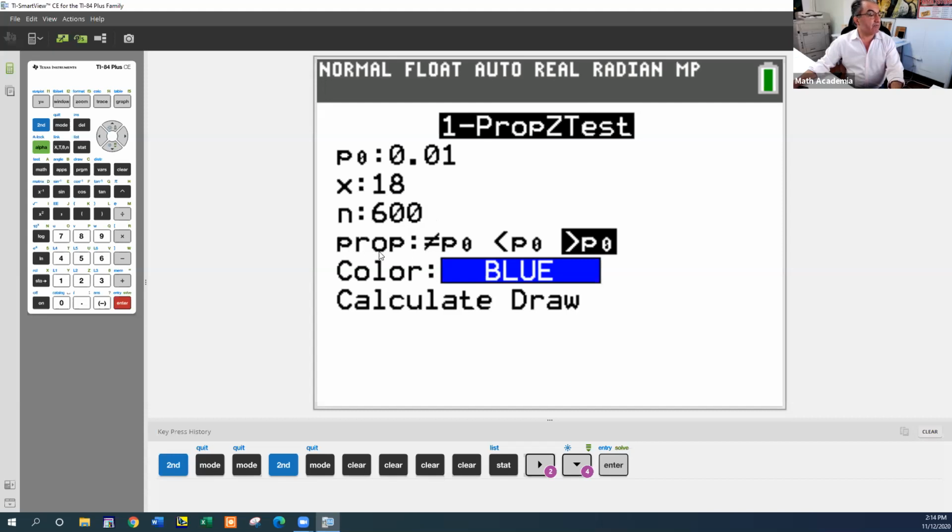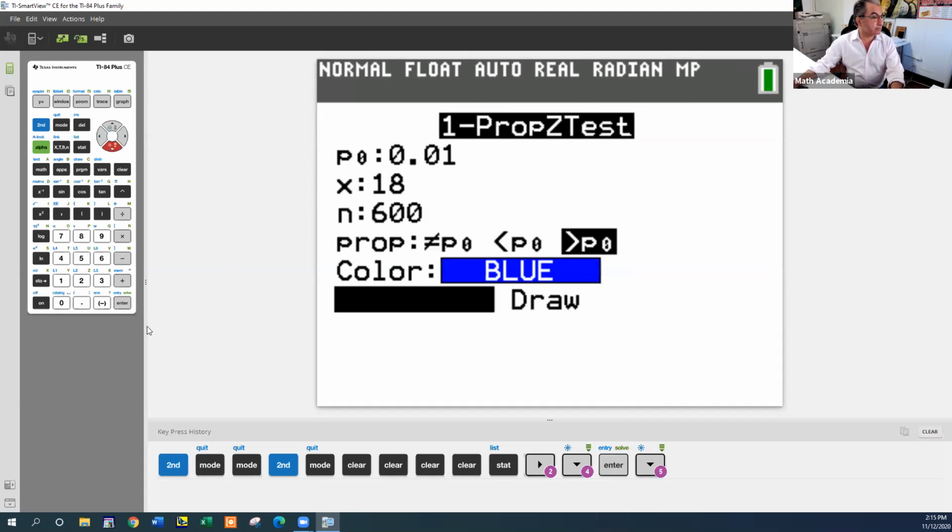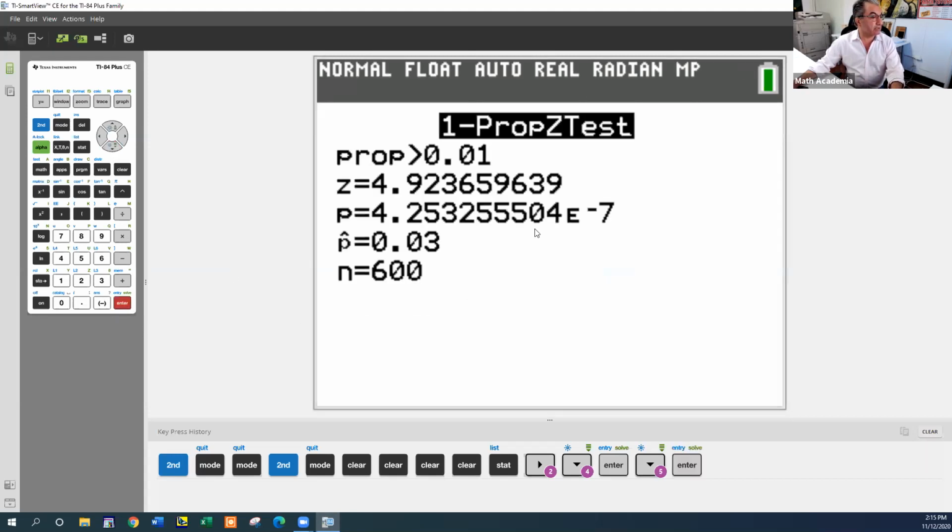And here for the claim, or at the end for the tail, you just pick whatever you see for H1. H1 said P is greater than 0.01. That means the proportion is greater than 0.01, so it was a right tail test. So whatever you have in H1, pick that one. And then you just go to calculate. Let's enter that and see what we get.